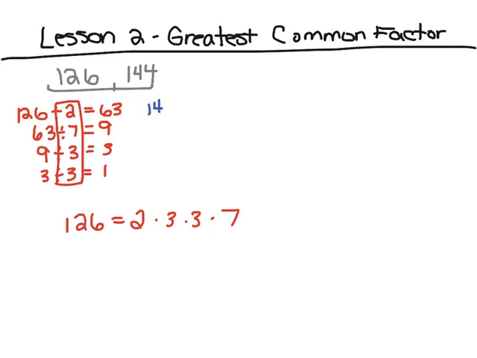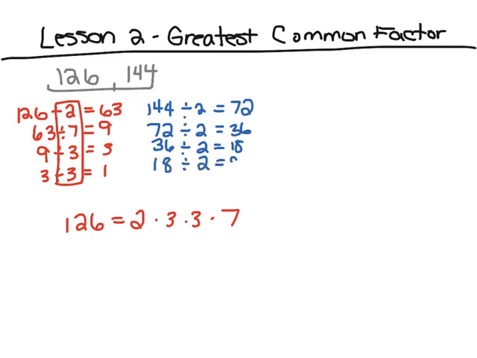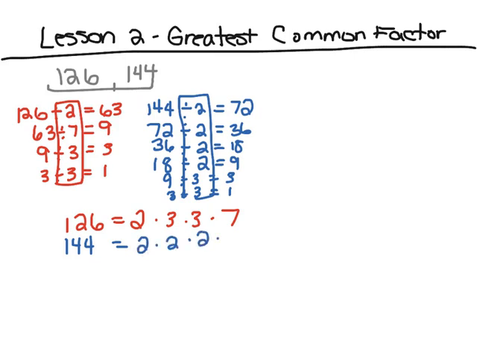Now we'll do 144. 144 divided by 2 is 72. 72 divided by 2 is 36. 36 divided by 2 is 18. 18 divided by 2 is 9. 9 divided by 3 is 3. And 3 divided by 3 is 1. So the prime factorization of 144 is 2 times 2 times 2 times 2 times 3 times 3.